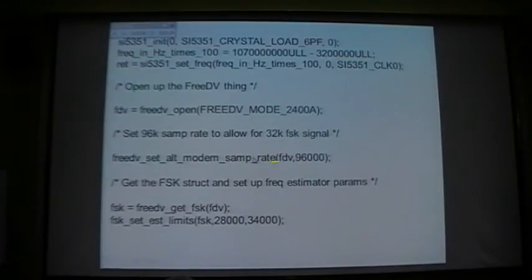Down here we tell FreeDV we want to run at 96 kilohertz sample rate. So that's just a function call for that. And then there's a few other things we set. Down here are the frequency estimator limits.